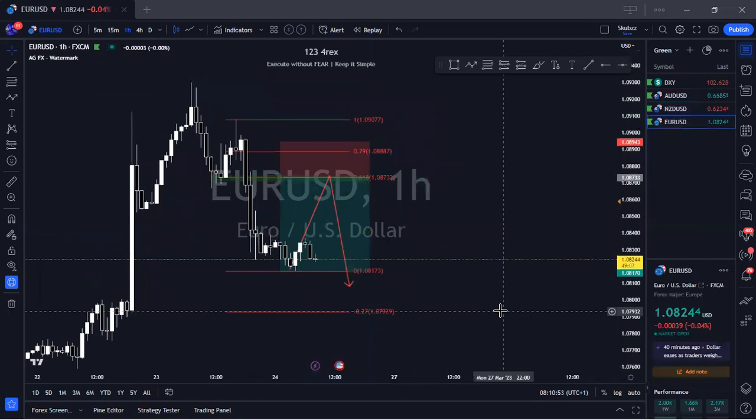So is there any other pair you guys want us to take a look at before we go? Yes, JPY. USD JPY.